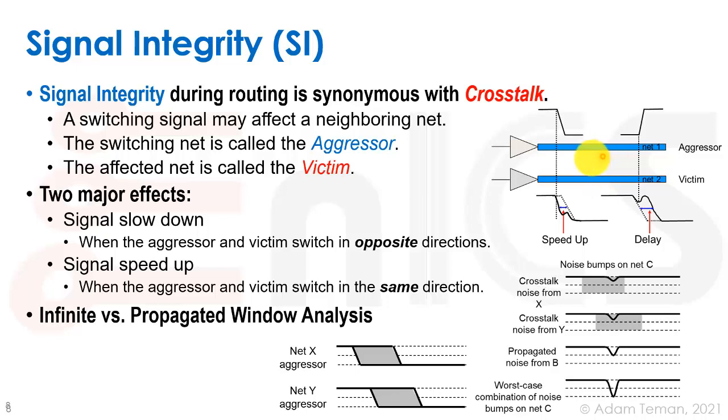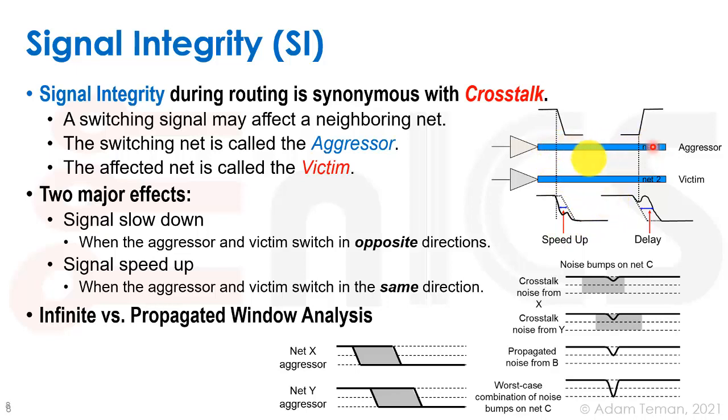That's number one. Number two, we can upsize the victim driver. So the stronger this driver is, the less the effect of the coupling will be, and then it will make this speed up or slow down a smaller effect, and we hopefully will still meet our timing constraint. If, on the other hand, this is a really, really weak driver, nothing's going to hold this, and we're going to have a real big glitch on the victim. So those are two options.